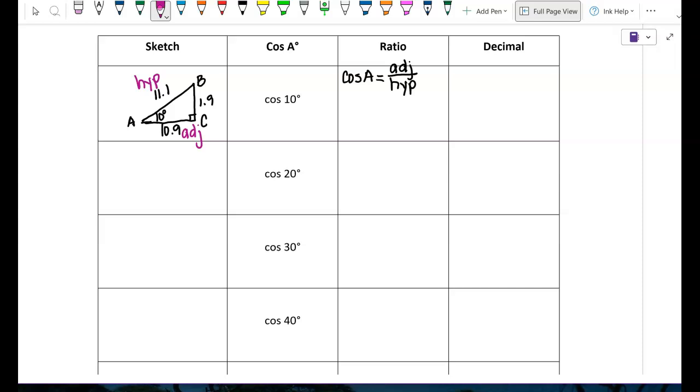So this is how I can use the same triangle because it's looking at 2 different ratios. So the cosine of 10 degrees is 10.9 divided by 11.1. And when I turn that into a decimal, 10.9 divided by 11.1, I get 0.981.